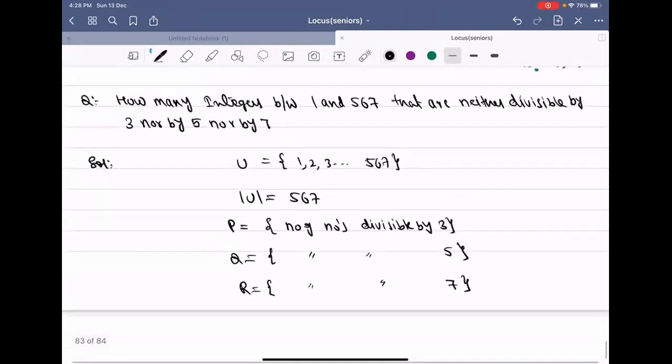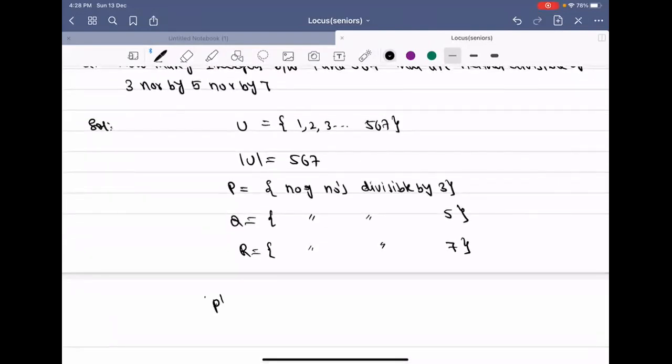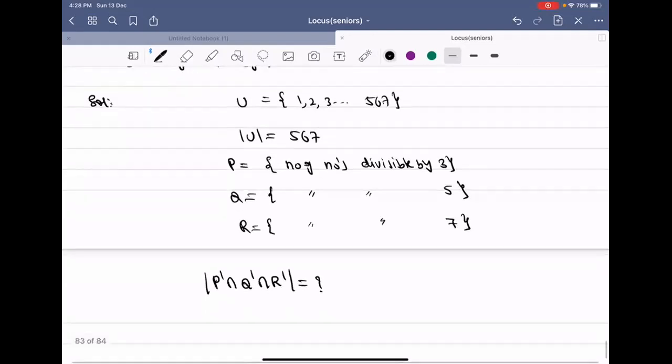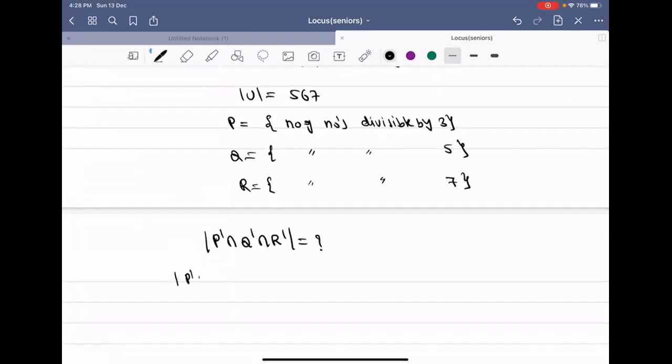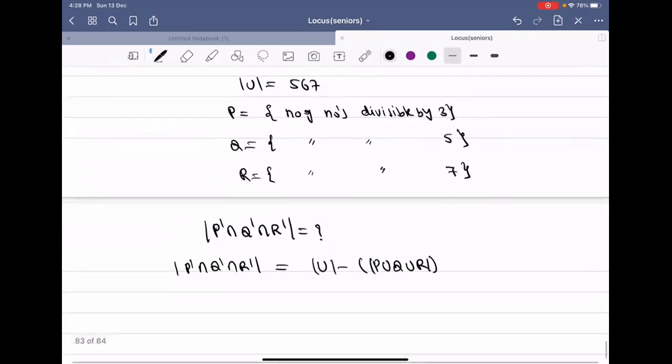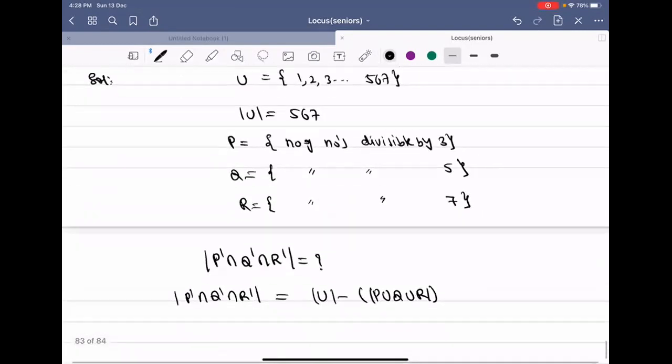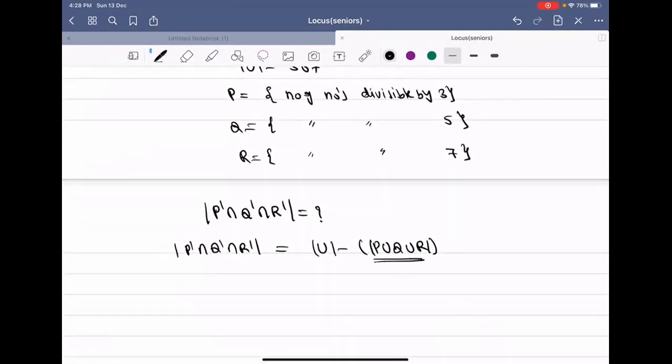Our question is what? Neither, nor. Therefore, P prime is not divisible by 3, Q prime is not divisible by 5, R prime is not divisible by 7. This is our question. As you know, from De Morgan's law we proved that P prime intersection Q prime intersection R prime is the universal set minus the number of elements in P union Q union R. The universal set is 567.